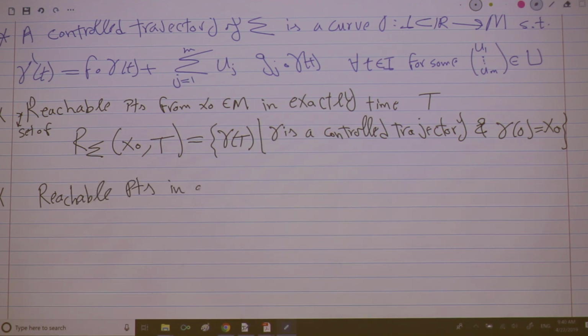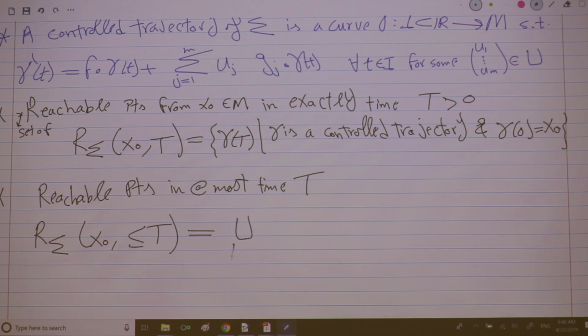In at most time T. Of course, T is greater than zero. We're going to give the name R sigma X naught less than or equal T, and this is just the union over little t from zero to large T of R sigma X naught and little t. Any question about that? Any question, guys, about these definitions?